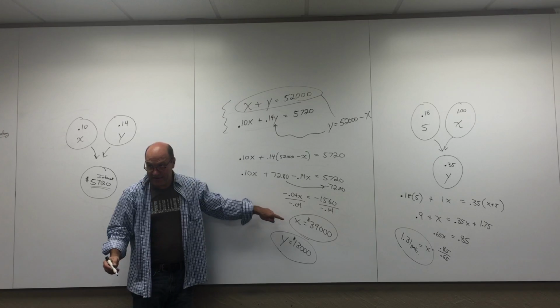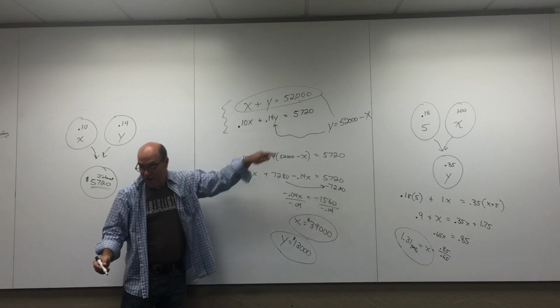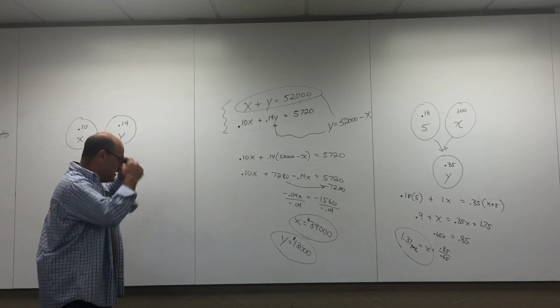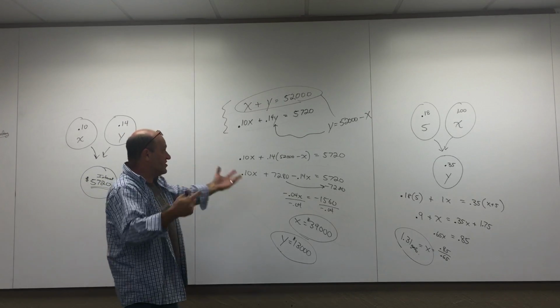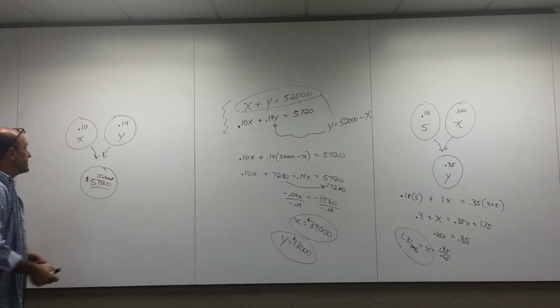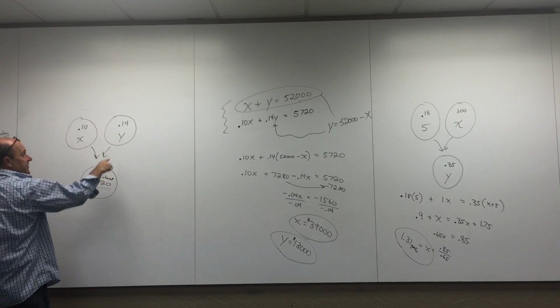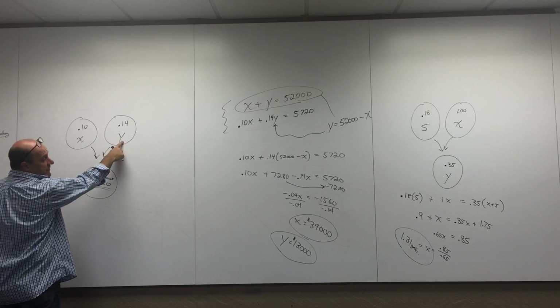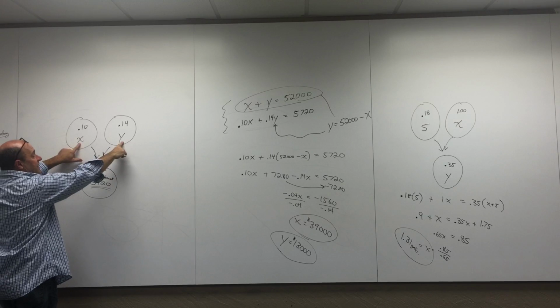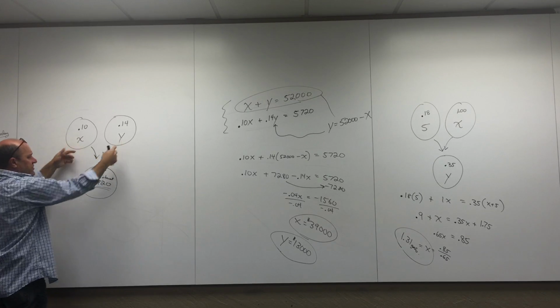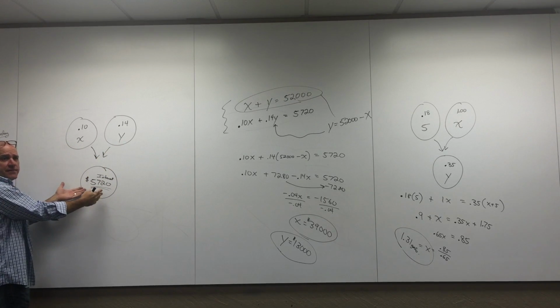Everybody happy? 39,000. Plug it back in up there. Get y, 13,000. And so the answer is she should invest her money like this. She has 52,000 and she should split it up like this. She should put 13,000 in here and 39,000 in here. And what will she get? She'll get this much interest at the end of the year.